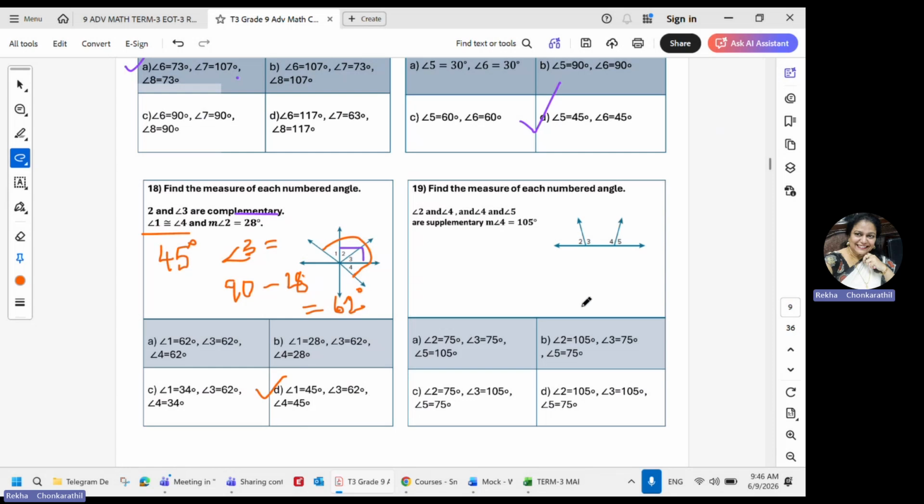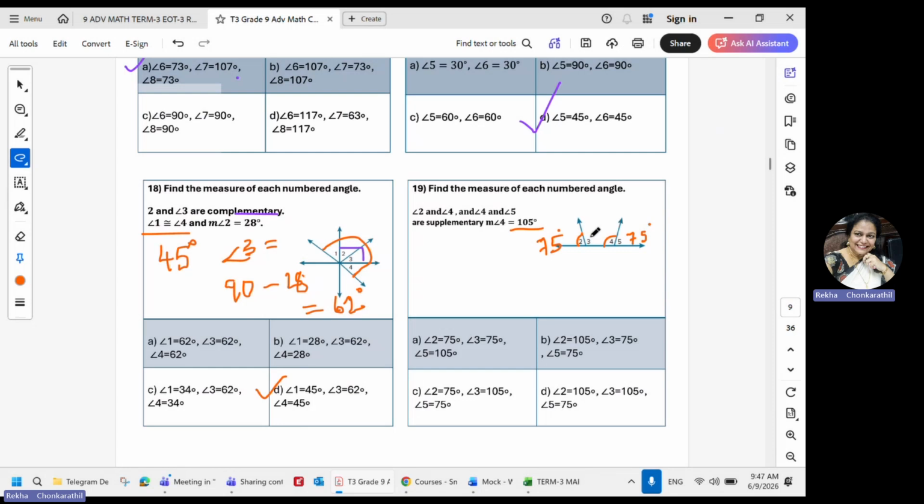Similarly, you can try question 19. It says angles 2 and 4, and 4 and 5, are supplementary, and angle 4 is 105. If angle 4 is 105, then angle 5 will be 180 minus 105, which is 75. Similarly, 2 and 4 are also supplementary, so angle 2 should also be 75. And if angle 2 is 75, angle 3 will be 105.